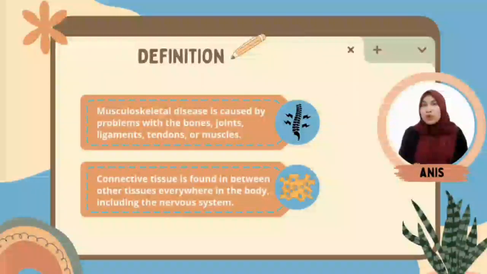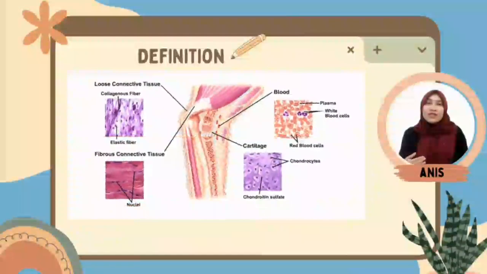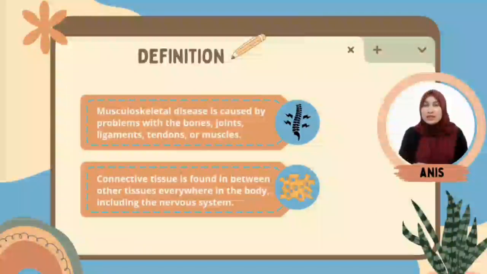Next, connective tissue. An individual skeletal muscle may be made up of 100 or even 1,000 muscle fibers bundled together and wrapped in a connective tissue covering. Connective tissue is found in between other tissues everywhere in the body, including the nervous system.